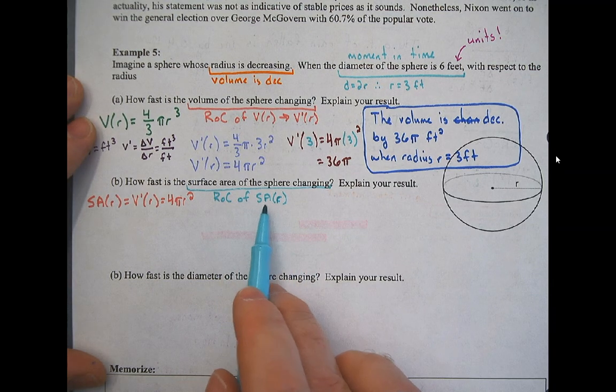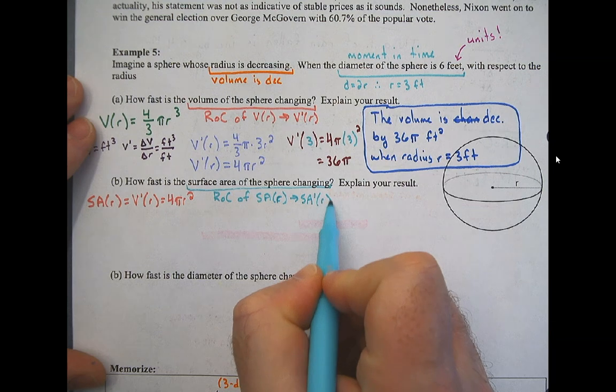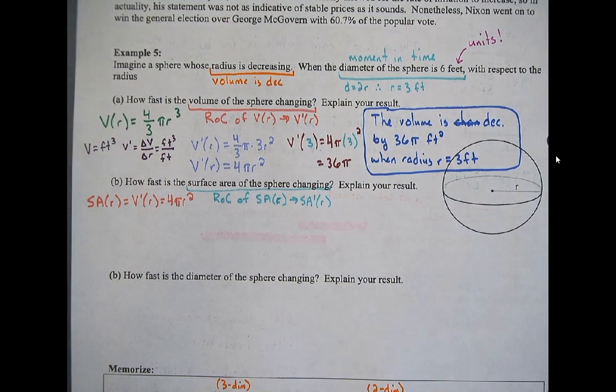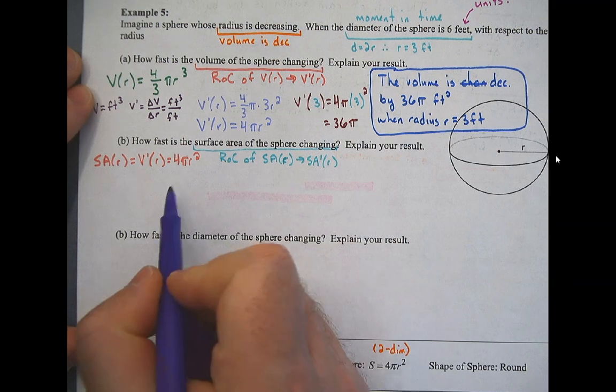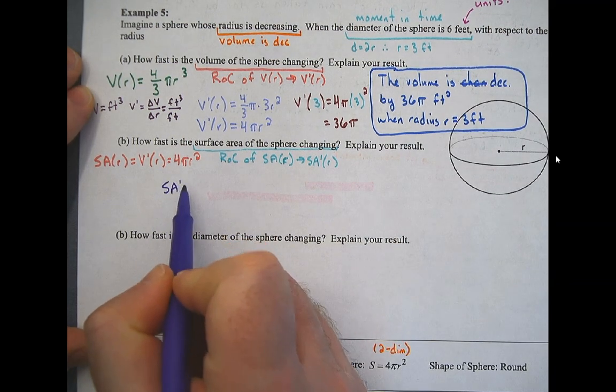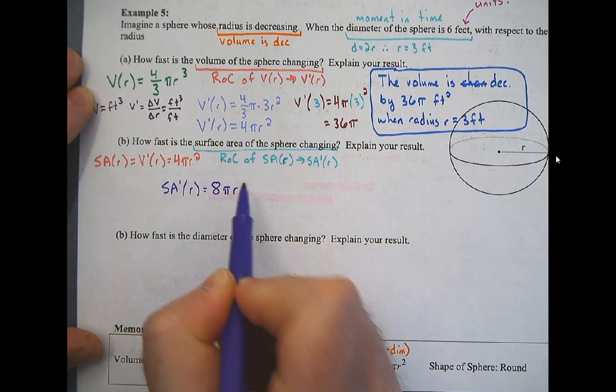So the rate of change of surface area is the same as the derivative of surface area. So we now need to figure out the derivative of surface area, which is pretty straightforward. This is our surface area formula, 4 pi r squared. So surface area prime would be equal to 8 pi r.